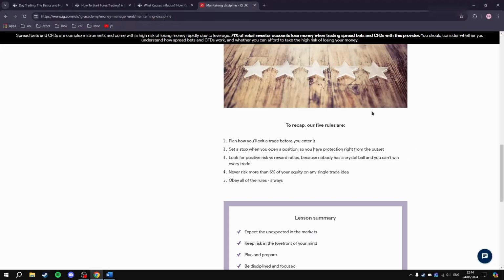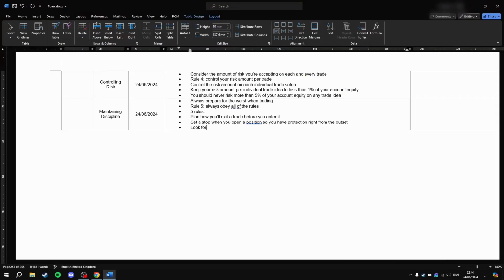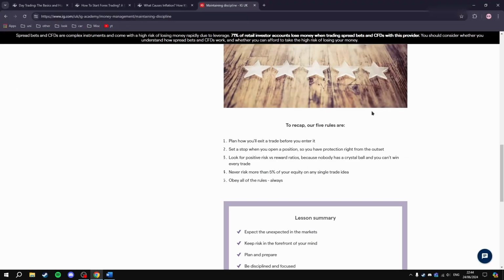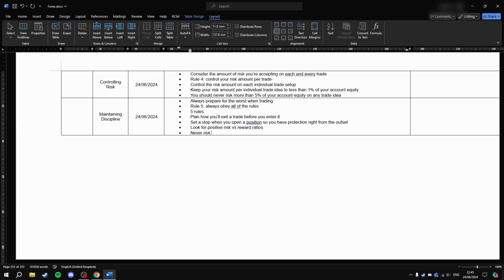Look for positive risk versus reward ratios, because nobody has a crystal ball and you can't win every trade. Never risk more than 5% of your account equity on any trade idea.